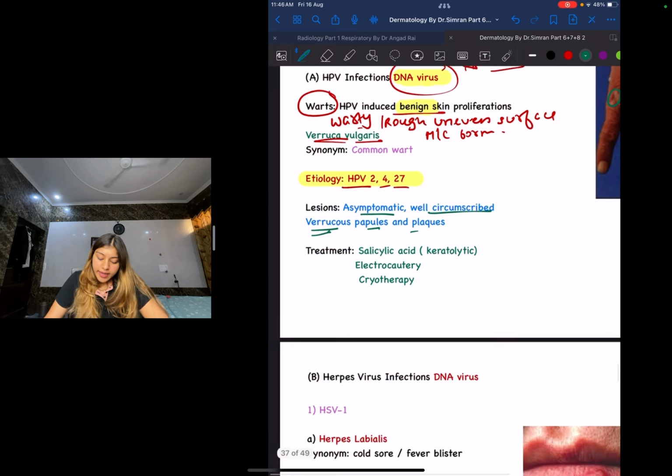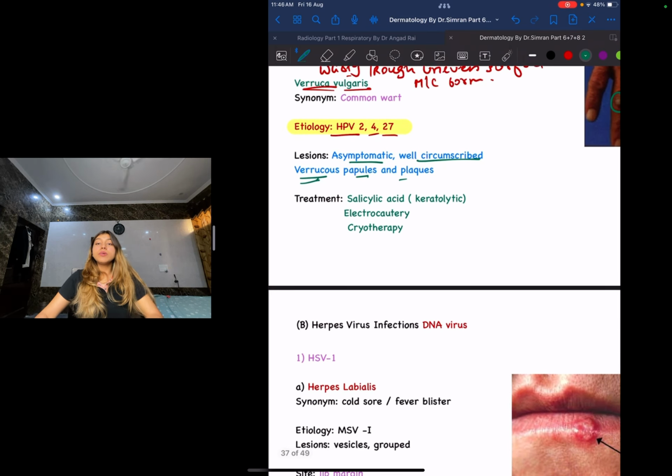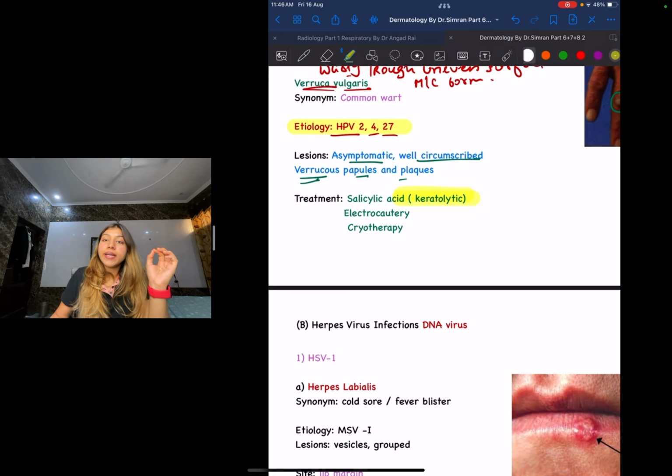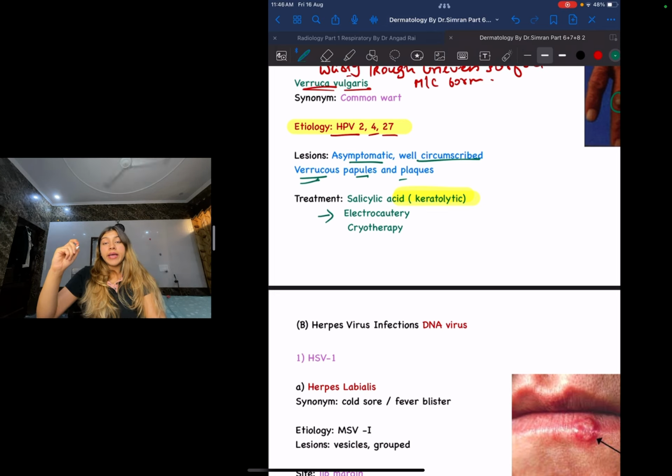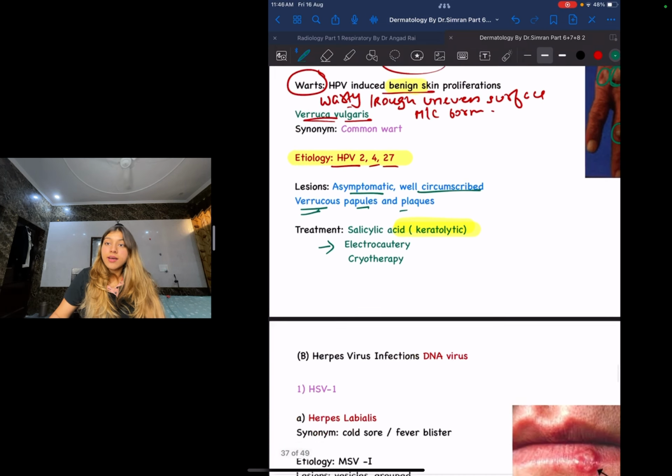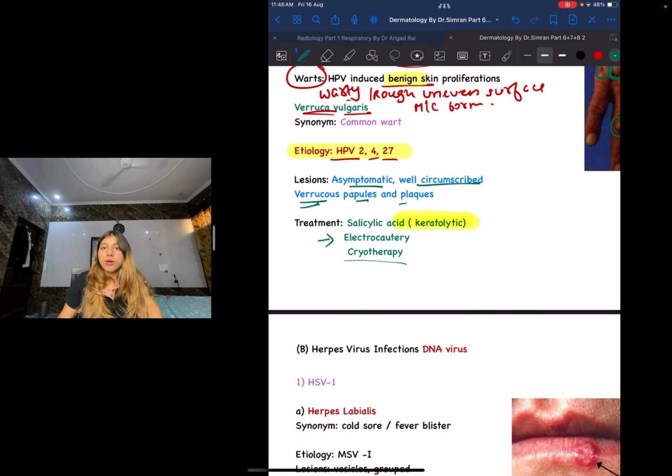Okay, next guys, let us talk about the treatment. What is going to be the treatment of this? First, we can ask the patient to use salicylic acid. So what exactly is the work of salicylic acid, guys? It is a keratolytic. If salicylic acid doesn't work, I can go for electrocautery. Means I can use my electrocautery and excise all these warts, right? Next guys, I can use cryotherapy. So these are the three treatments for warts or verruca vulgaris.